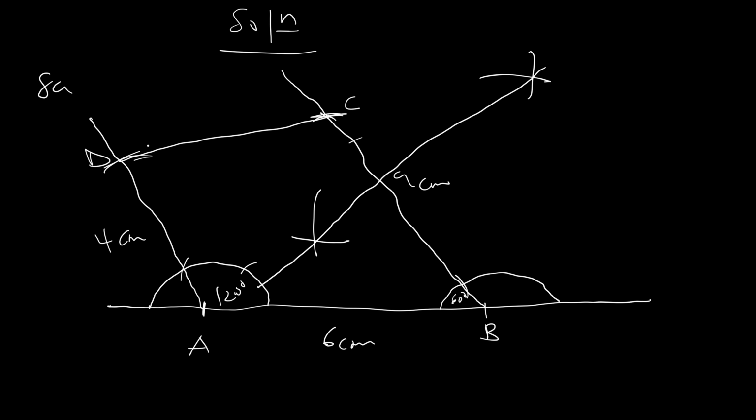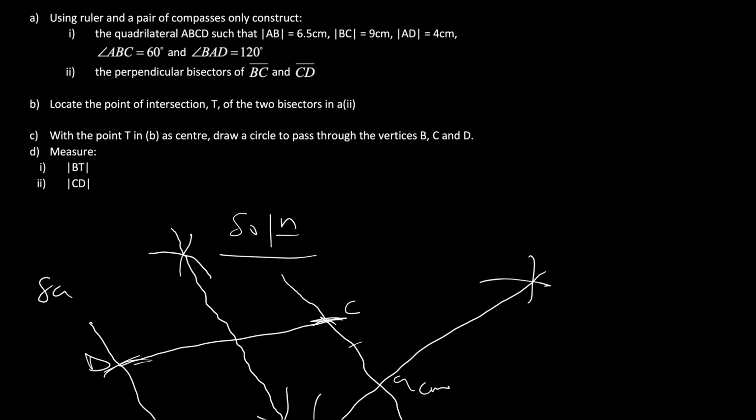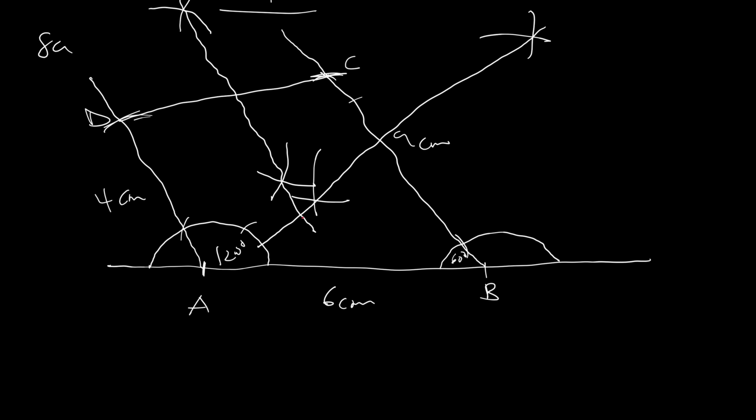Now using the same procedure, we stand at D, make 2 arcs. We stand at C, make 2 arcs. And we join our points. So question 8b: locate the point of intersection T of the 2 bisectors in A(ii). So the point of intersection will be here. So this will be our T.